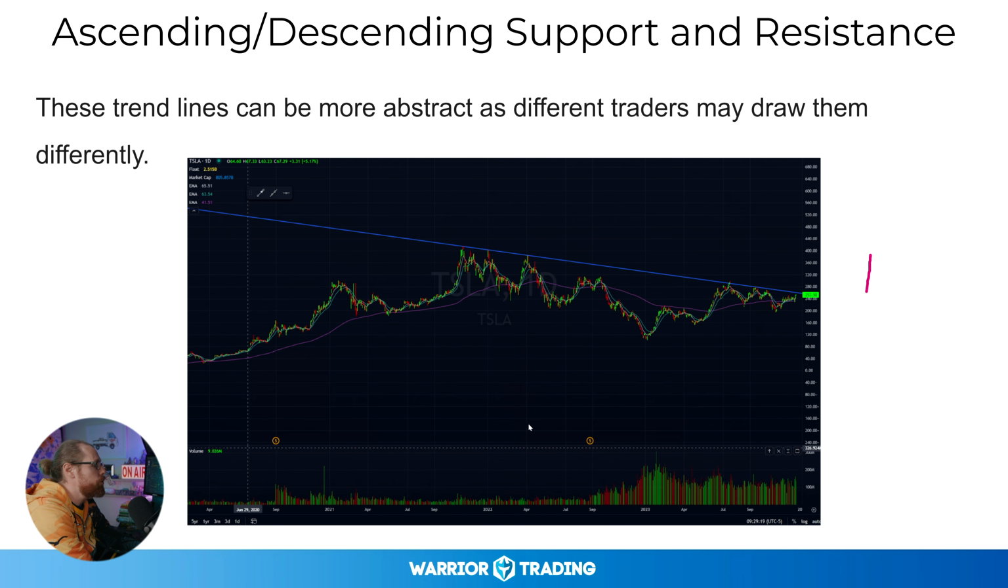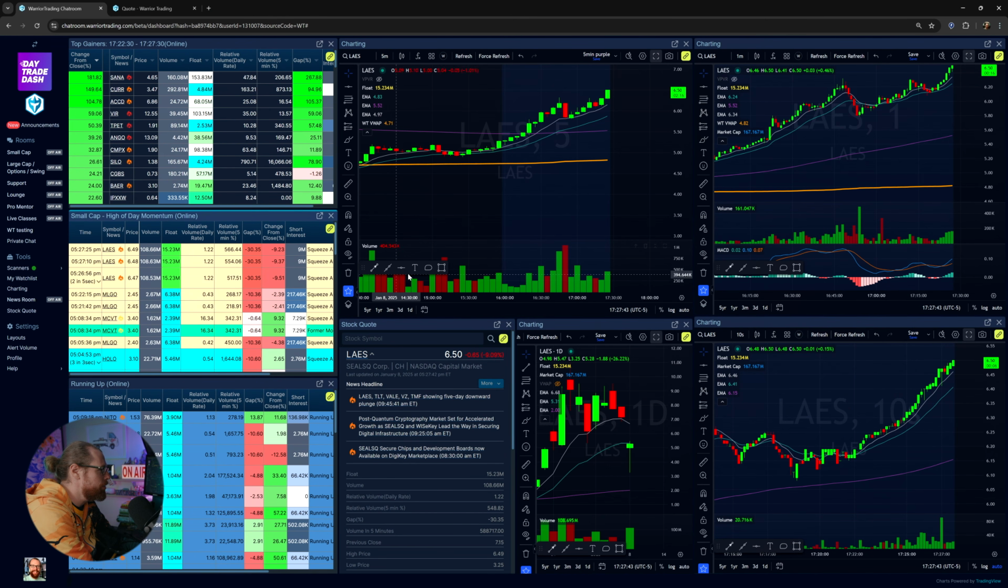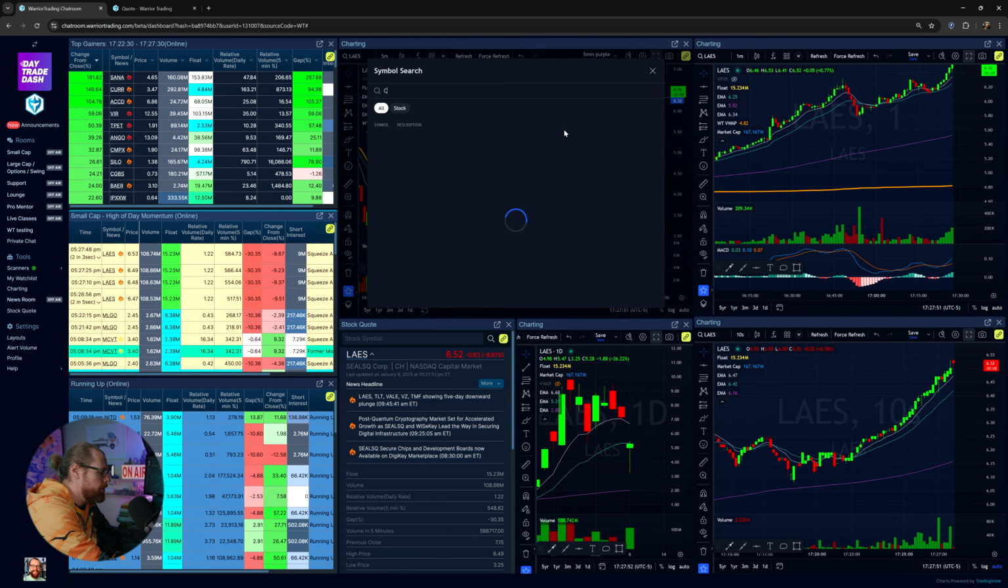Now, the way I draw trend lines on my chart is pretty straightforward. I can pull this right here from the toolbar. I could just grab a trend line like this, and I could just click it just like that, and boom, I've got a trend line on the chart. So that's how I usually do it.